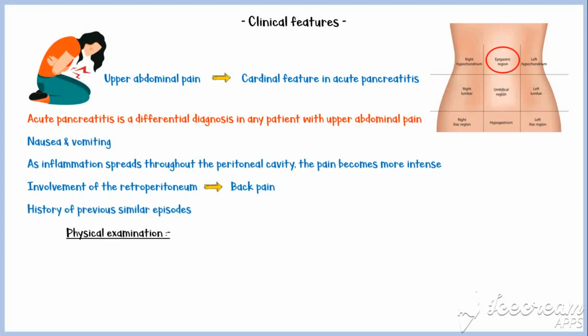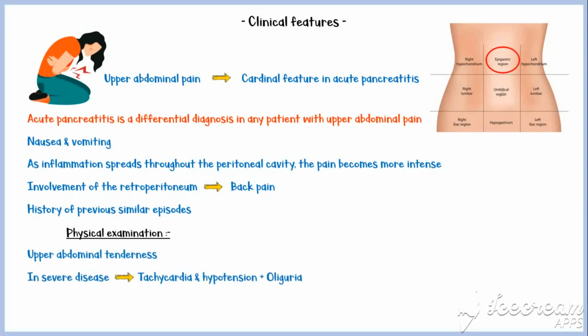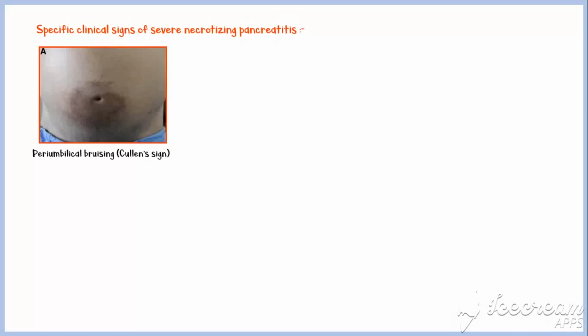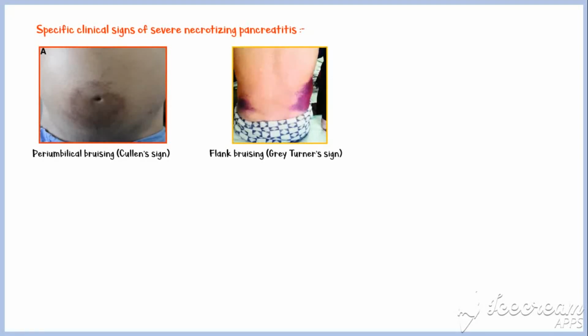Physical examination may reveal upper abdominal tenderness. In severe disease, patient will have tachycardia and hypotension, along with oliguria, widespread tenderness and guarding, and reduced or absent bowel sounds. Specific clinical signs that support a diagnosis of severe necrotizing pancreatitis include periumbilical bruising, or Cullen's sign, and flank bruising, or Gray-Turner's sign.